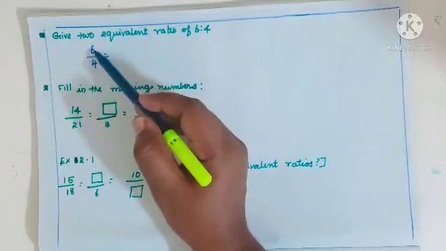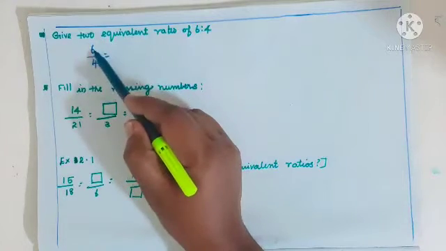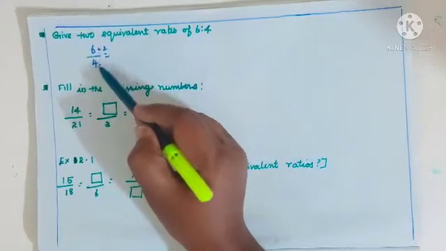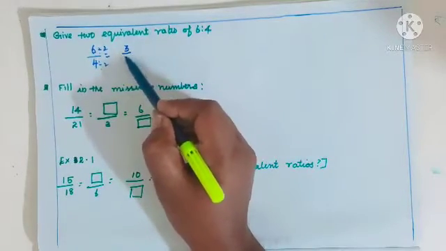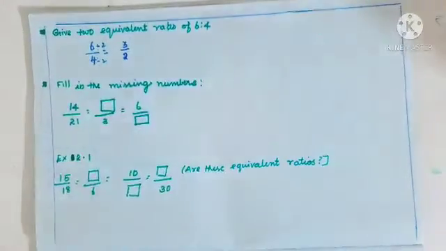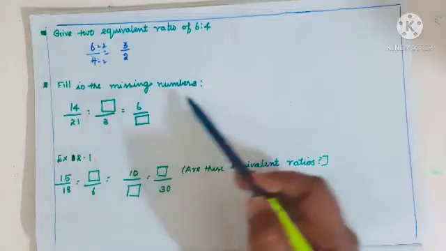So this can be divisible by 2, isn't it dear? So if you divide by 2, what do you get? 2 3s are 6, 2 2s are 4. The equivalent ratio is 3 by 2. Okay, fine. Likewise, fill in the missing numbers.